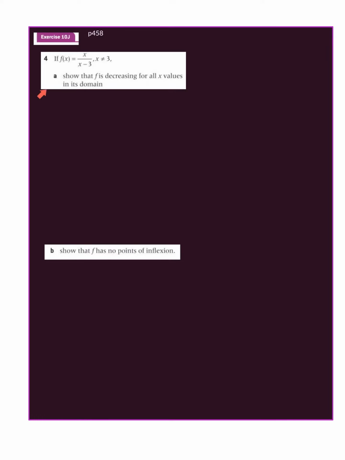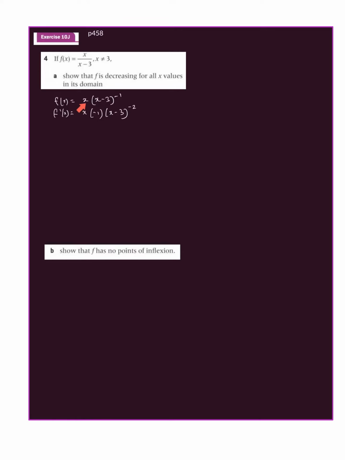Okay, let's have a look at question 4, exercise 10J. That's the function. Show that f is decreasing for all x values in its domain. Well, let's put it in this form, to save us using the quotient rule.